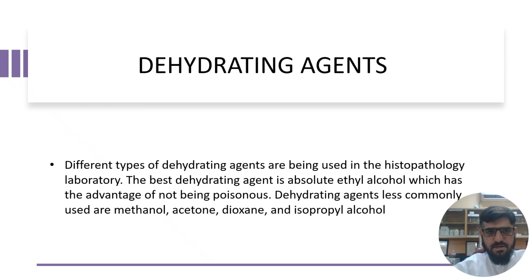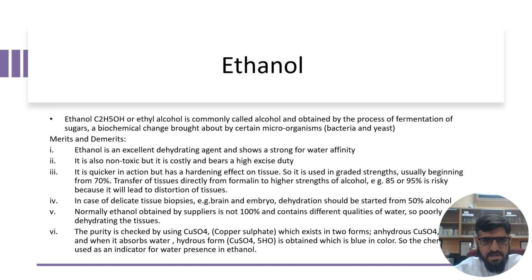The chemicals which are used for the purpose of dehydration are known as dehydrating agents. Various dehydrating agents can be used in a histopathology laboratory. The best of all is ethyl alcohol, while we can also use methanol, acetone, dioxane, and isopropyl alcohol for dehydration purposes. We will discuss ethanol as a dehydrating agent because it is one of the best. Ethanol is also known as ethyl alcohol, and it is obtained by the process of fermentation of sugars. There is a biochemical change brought about by certain microorganisms like bacteria or yeast.